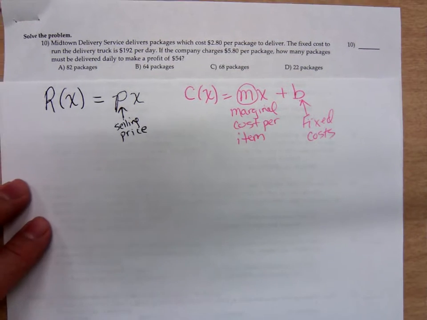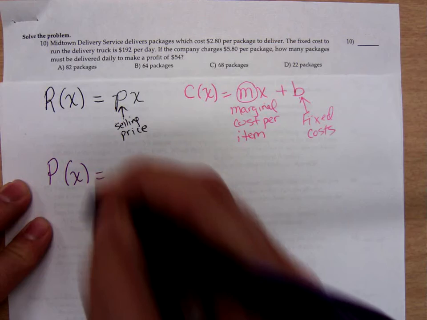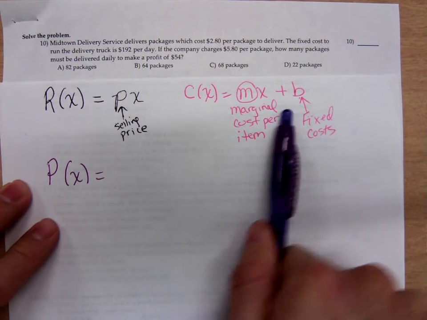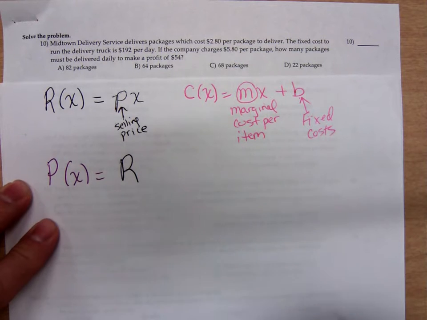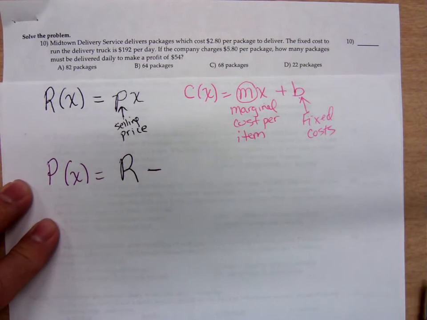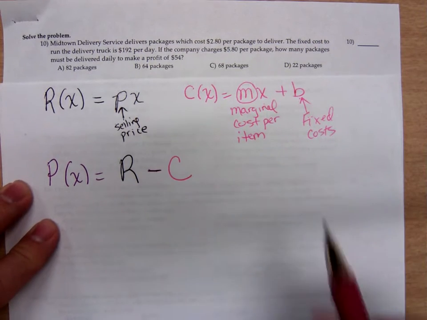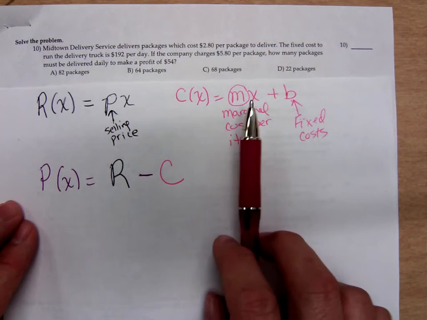And profit is what you have left over after all the costs. Profit is the revenue, that's the amount of money you take in, minus that cost function. When you're calculating profit, you're going to need to distribute that minus sign all the way through.